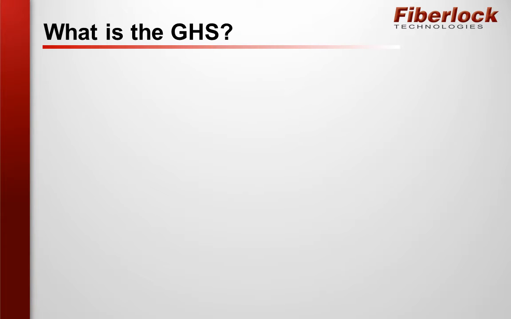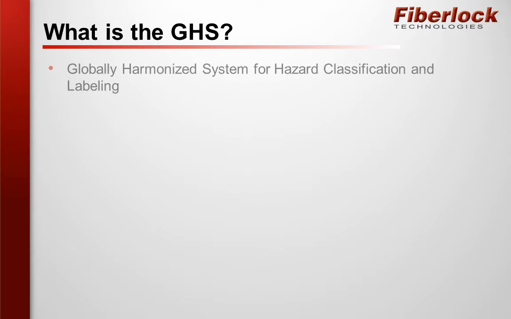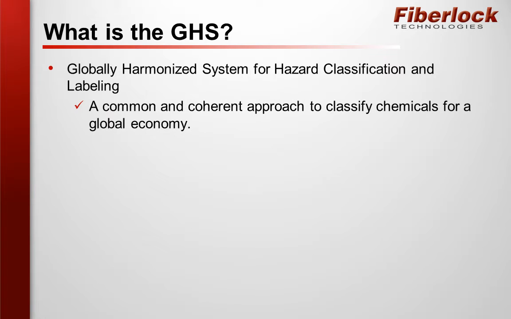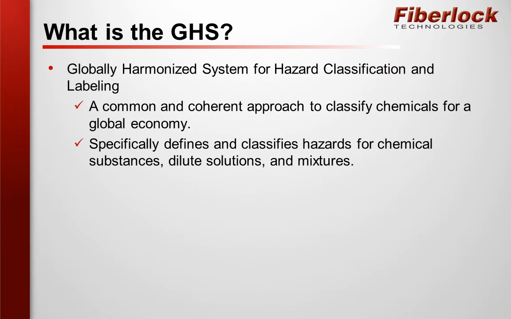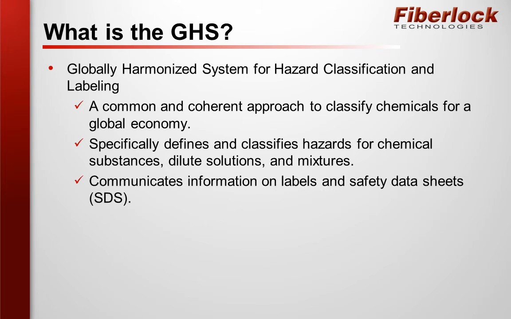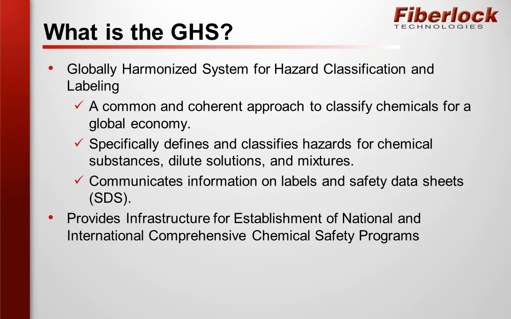So, what is GHS? GHS is the globally harmonized system for hazard classification and labeling. It's a common and coherent approach to classify chemicals for a global economy. It specifically defines and classifies hazards for chemical substances, dilute solutions, and mixtures, and communicates information on labels and safety data sheets known as SDSs. It provides infrastructure for establishment of national and international comprehensive chemical safety programs.